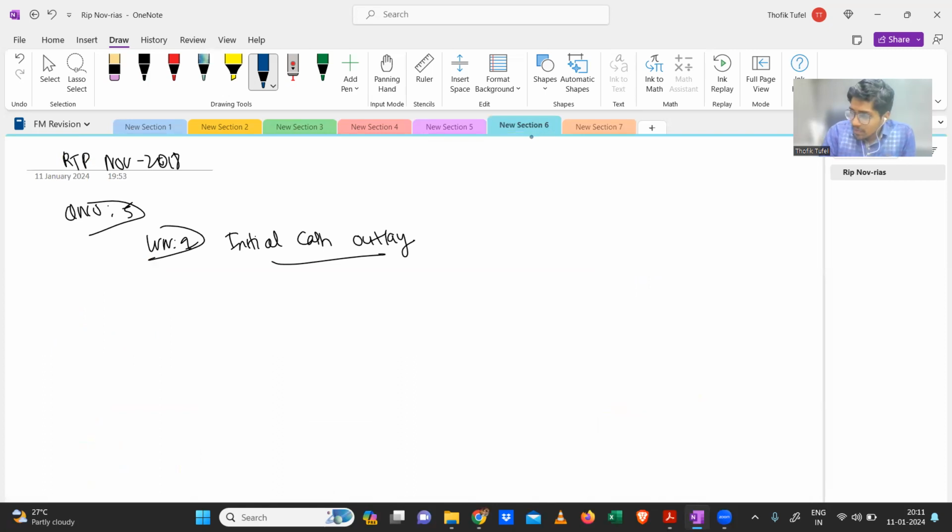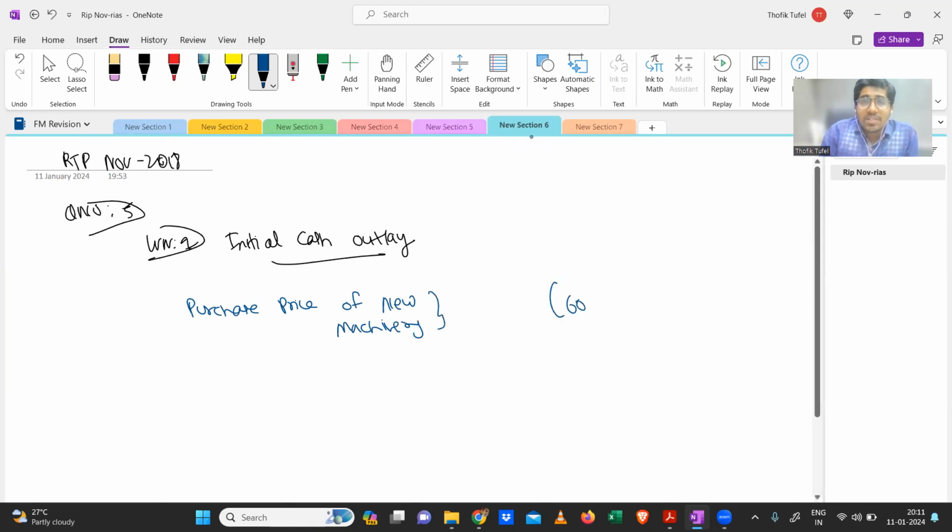So first would be the purchase price of new machinery. What is the purchase price of machinery? 60 lakh. Why am I putting it as negative? Because it is an outflow. I have to purchase, I have to pay them. So it is an outflow.